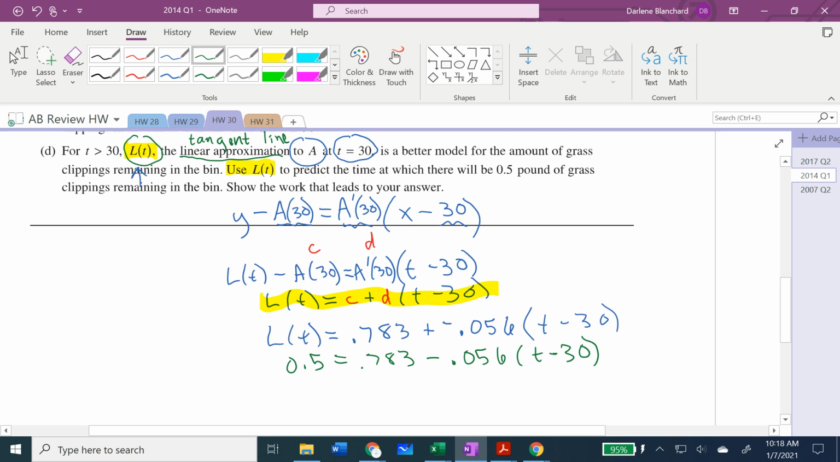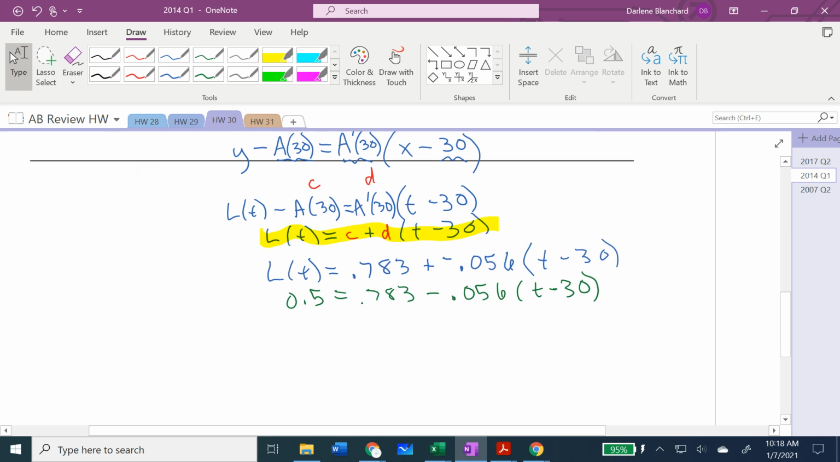Know that on an AP test, once you have written the equation, you don't need to explain any algebra steps that you take. You can simply write the answer. And what I personally would do is I would just start typing stuff into my calculator. I see that I have 0.5, and I'm going to need to subtract from that 0.783, but that's my C, so I'm going to go minus C.